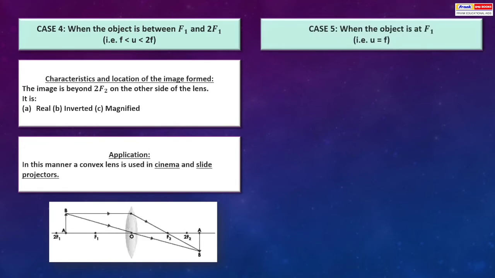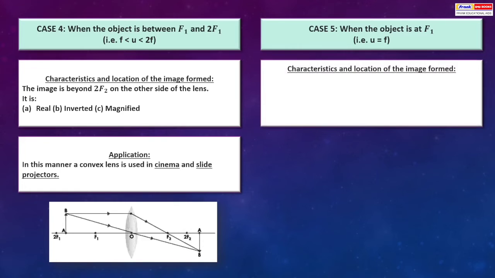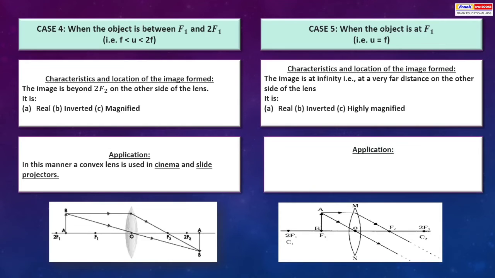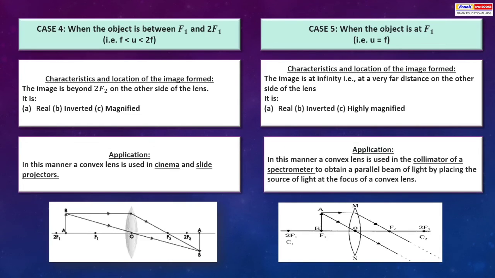Case 5. When the object is at F1, that is, u is equal to f. Characteristics and location of the image formed. The image is at infinity, that is, at a very far distance on the other side of the lens. It is real, inverted, and highly magnified. Application. In this manner, a convex lens is used in the collimator of a spectrometer to obtain a parallel beam of light by placing the source of light at the focus of a convex lens.